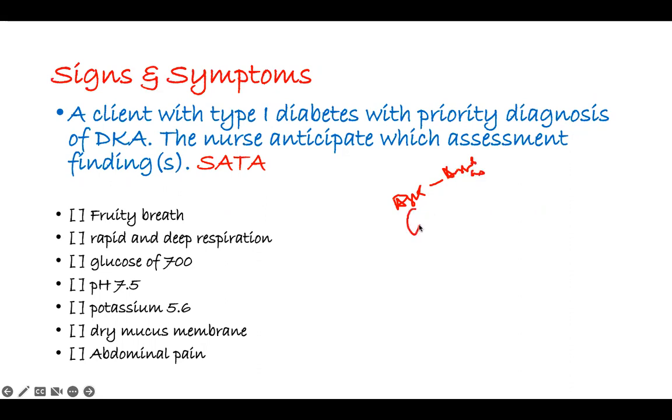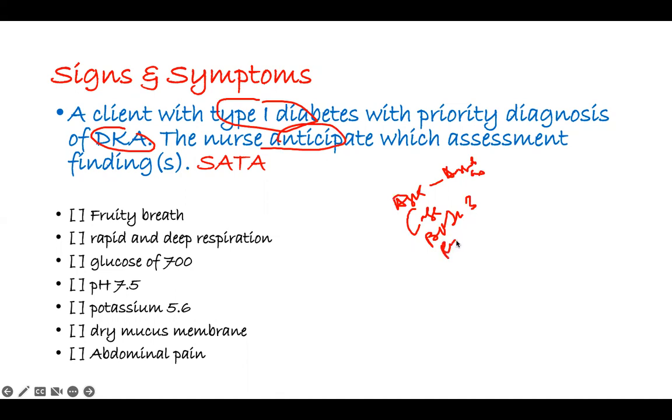Then you go for the case. Read the rest of the question: a client with type 1 diabetes with a priority diagnosis of DKA. So that's the case. A patient with type 1 diabetes now has DKA. Then you go for your buzzwords. What are my buzzwords? Type 1 diabetes, DKA, and an anticipated finding. Those are my three buzzwords.